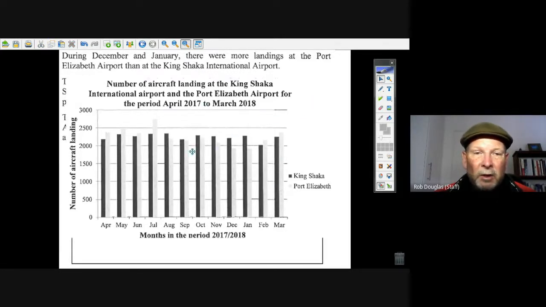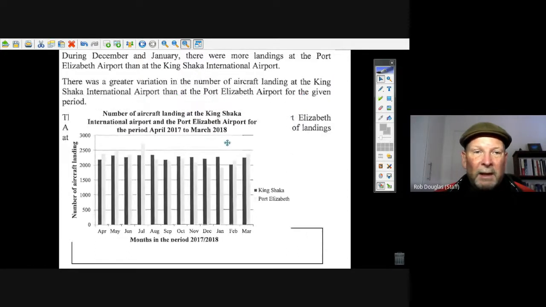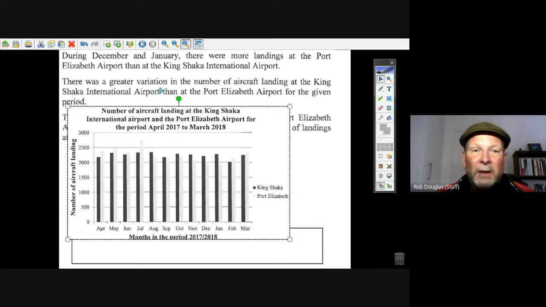Let's see, is King Shaka's variation, what is the variation, I mean, how close is it? How does it vary from the mean? Well, look at this blue line. It goes way up to the top, and then it goes way below. So the variation in the blue one, which is Port Elizabeth, looks way bigger than the variation in the black one. The black one's more consistent. It stays closer to its mean.